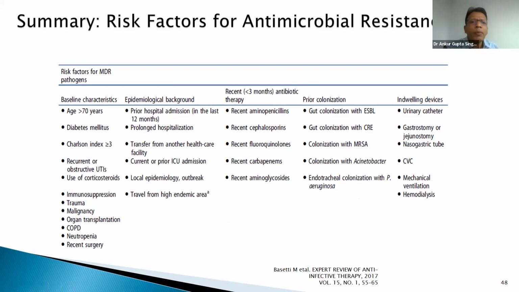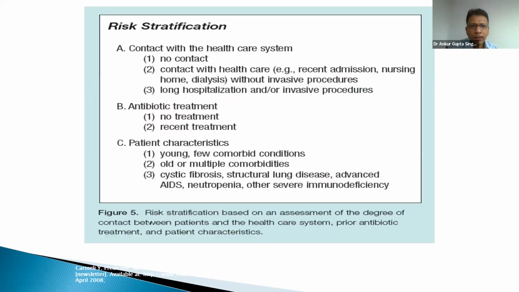Now you will say these are so many risk factors. How do I quantify them? This is a very good, simple risk stratification given by Professor Carmeli from Israel 10 years ago. Let's divide them into A, B, and C. Contact with the healthcare system: either no contact, limited contact, or prolonged contact. Antibiotic treatment: no or recent. And then the patient characteristics. I will cover in my final presentation how we can combine all three, risk stratification and de-escalation, in making a clinical protocol or treatment protocol.